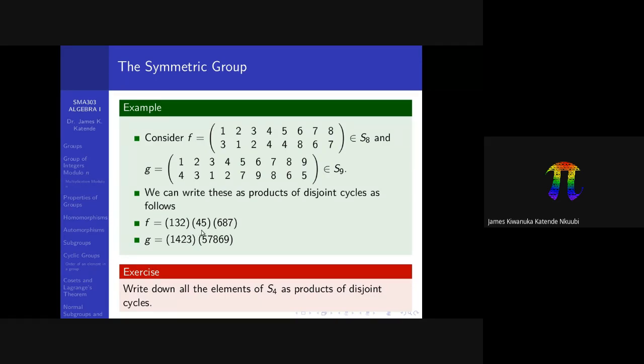So how does this work? Remember, we earlier on said that if you have any cycle, you can write it as a product of transpositions. So we have further said that if you have any permutation, you can write it as a product of disjoint cycles. Now, each of these disjoint cycles can be split further into transpositions. And therefore, any permutation you have can always be written as a product of transpositions. We shall see this in an example shortly.